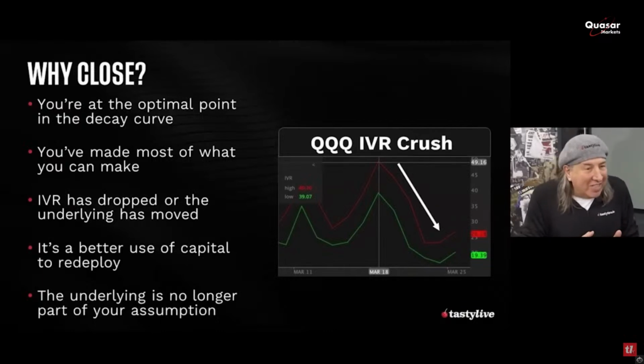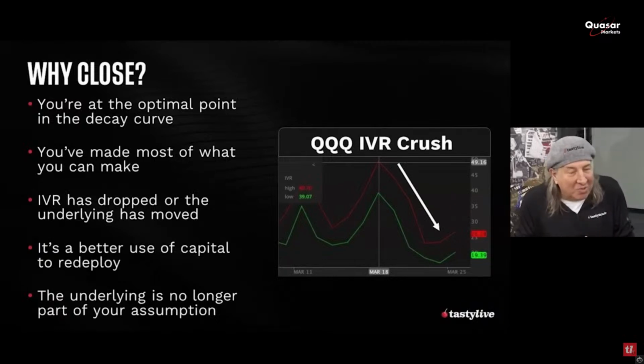And then lastly, why close? Because the underlying is no longer part of your current assumption. You were bearish, now you're bullish. You were bearish, now you're neutral. You were bullish, now you're neutral. Okay? Or the underlying has reached whatever your target was.